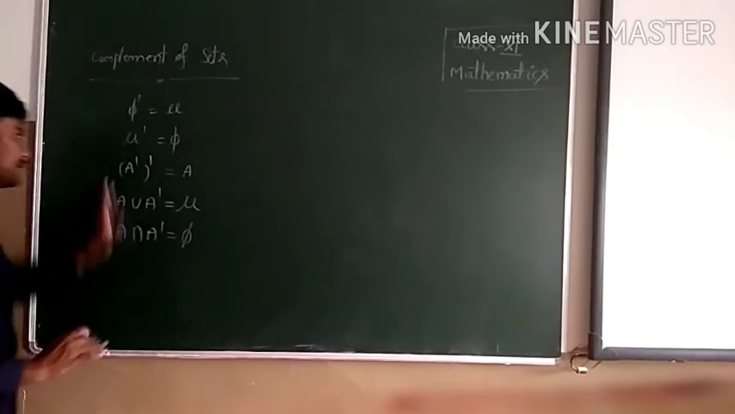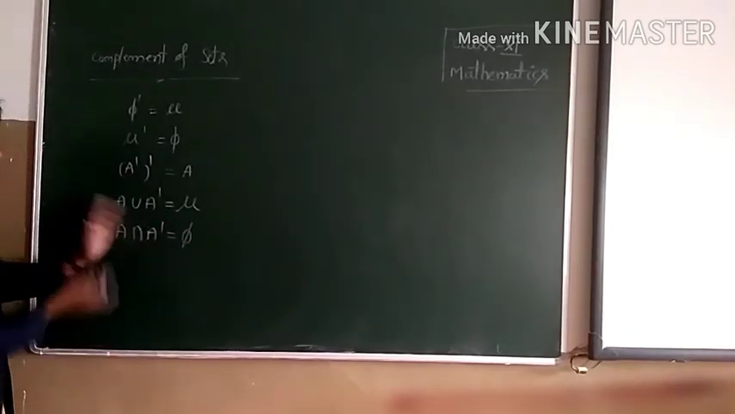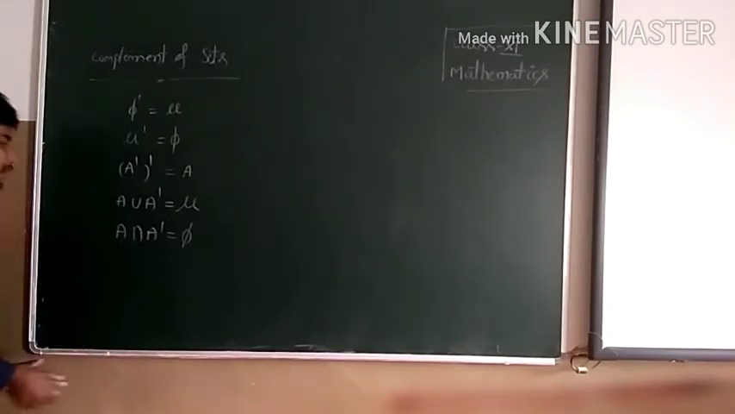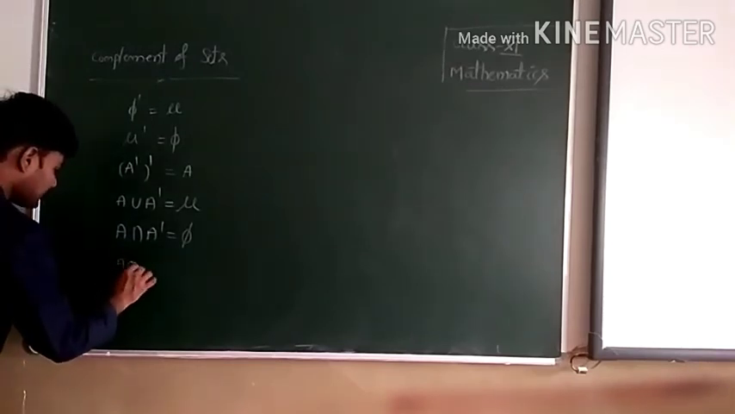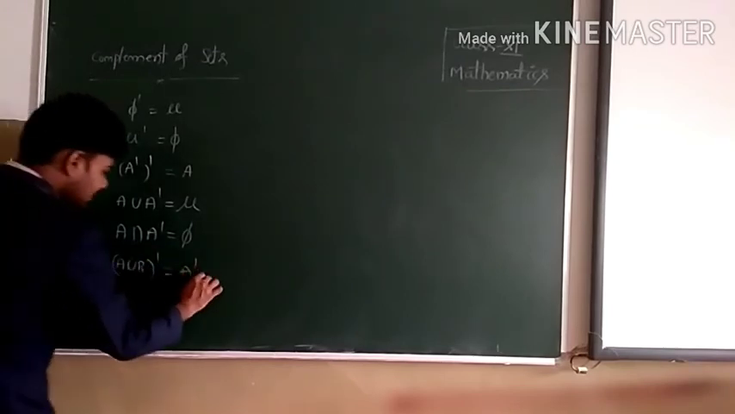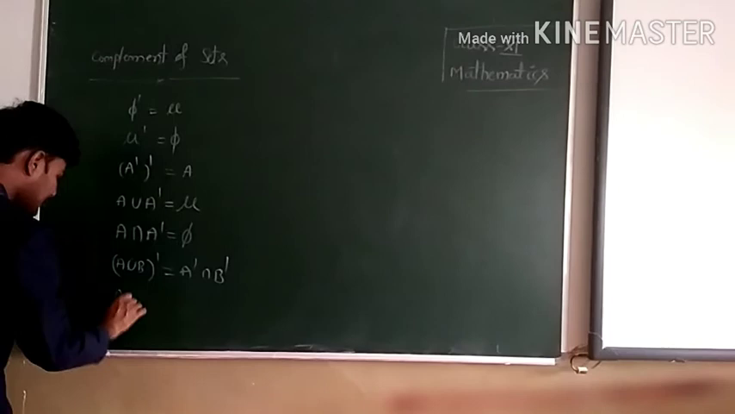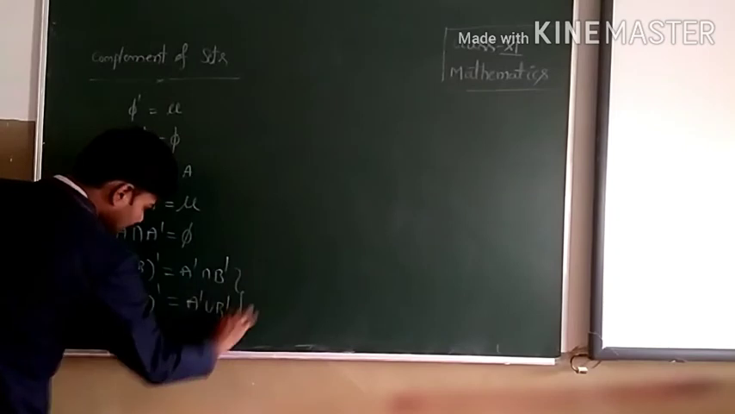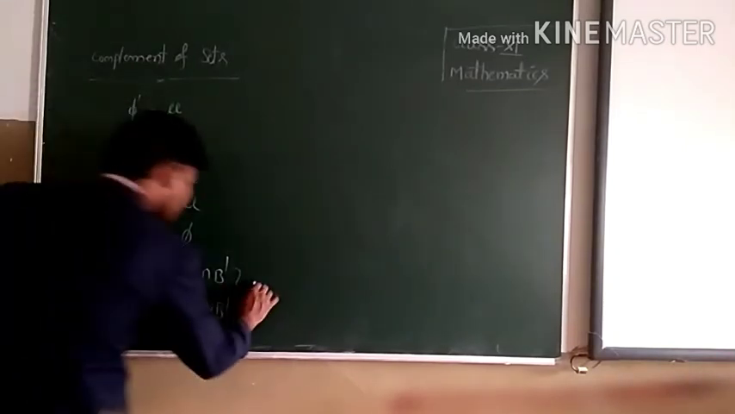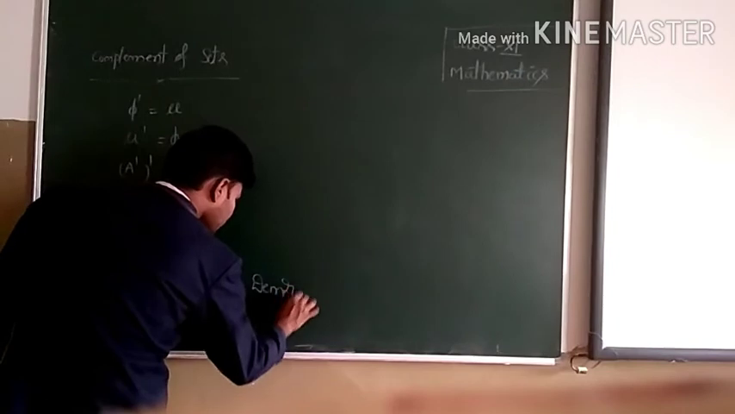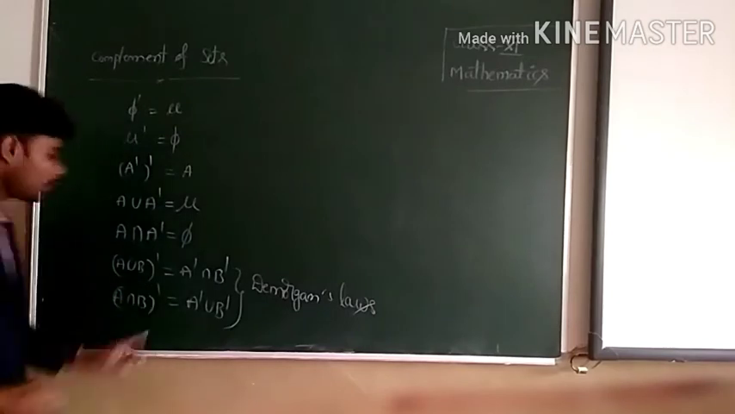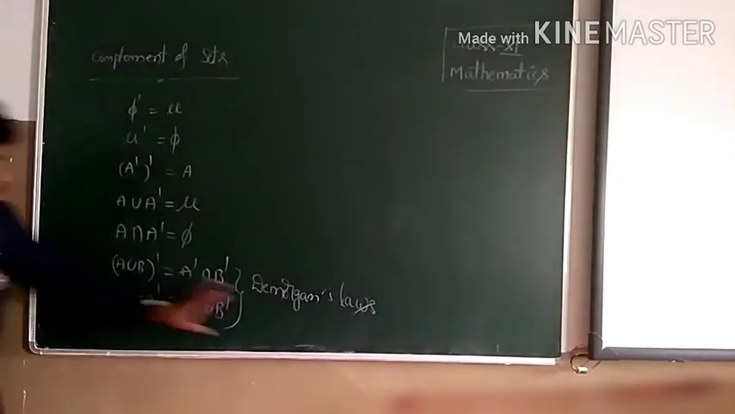If you have any doubt, you can take one example and prove these results like union of sets. And one more important point is (A union B)' is equal to A' intersection B' and (A intersection B)' is equal to A' union B'. So these two rules are called De Morgan laws. This is one important point.